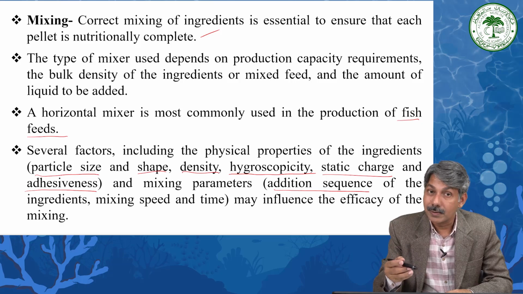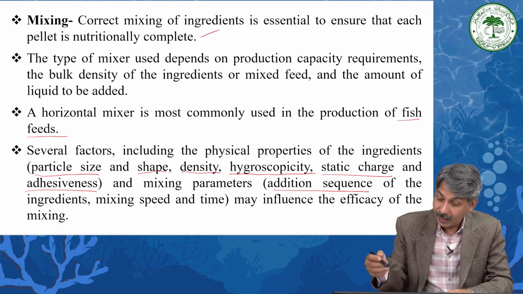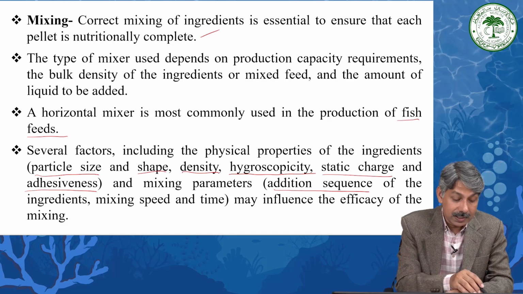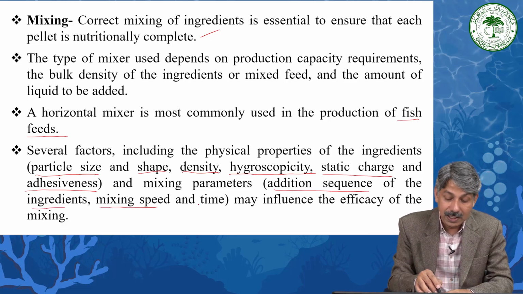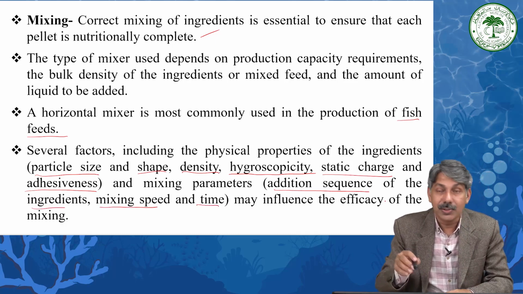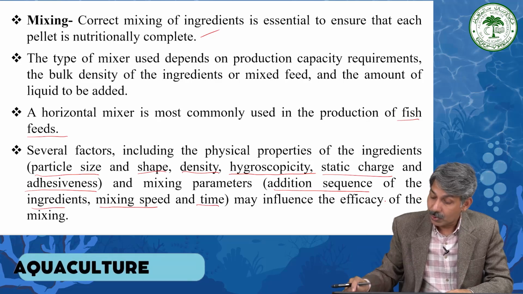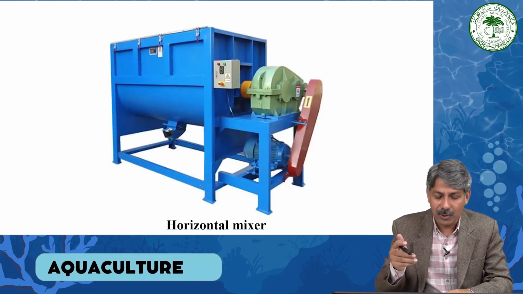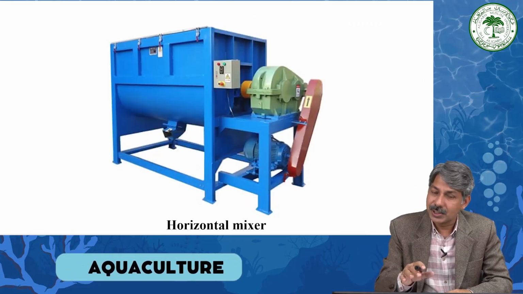So that plays a very important role, and all these things you can understand by observing the many dishes being prepared in your kitchen. Sequence of the ingredients, mixing speed and time may influence the efficacy of the mixing. So these are very common things that we all know. This is a horizontal mixer, which is shown here.